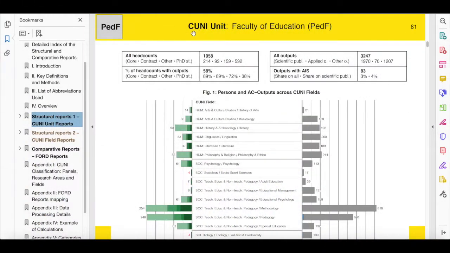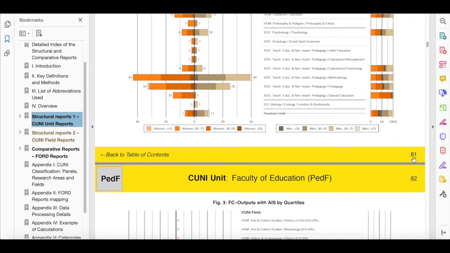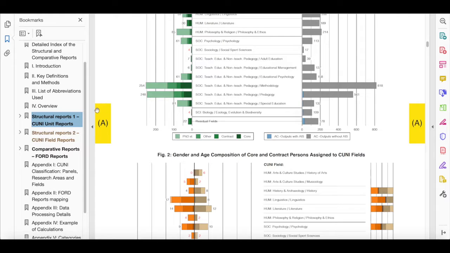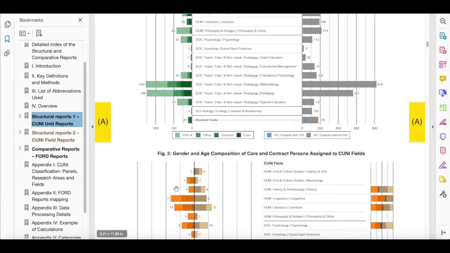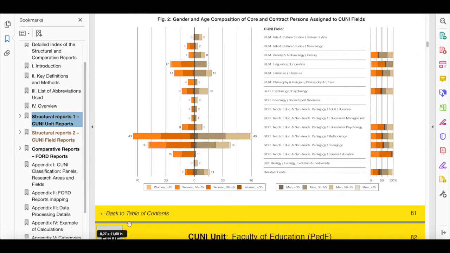The title of each report specifies its type, CUNI unit, which is also indicated with a yellow header, and the name of the unit evaluated, Faculty of Education, followed by a check abbreviation, which also appears in the top left corner. The global page number within a document is printed at the top right and bottom right corners of each page. There is also an alphabetical page numbering at the individual report level, printed in two small side panels. A clickable hyperlink to the table of contents is located in the bottom left corner.